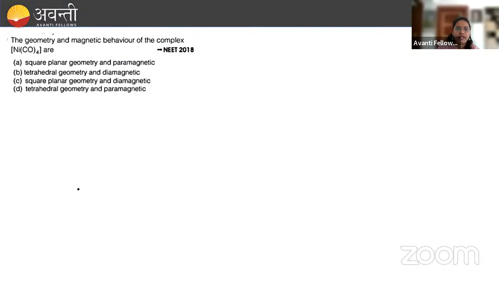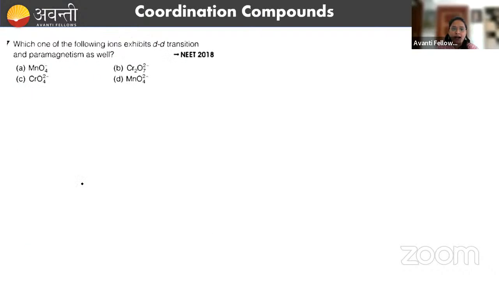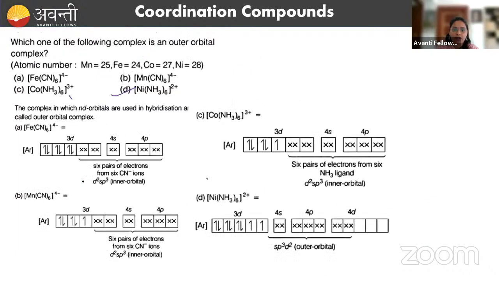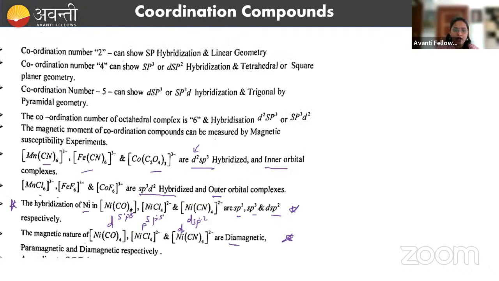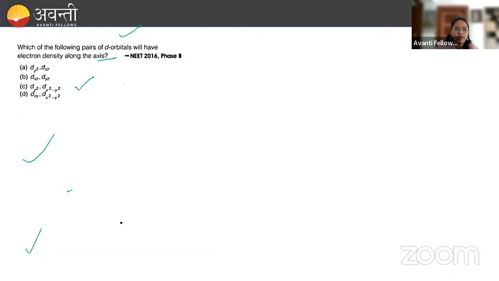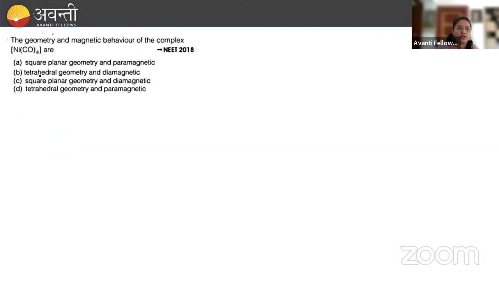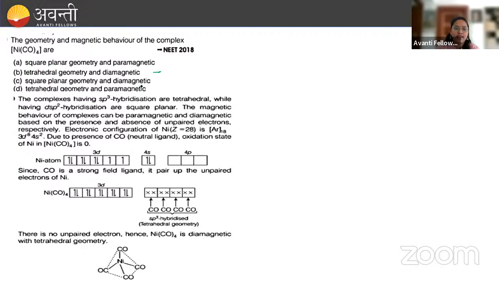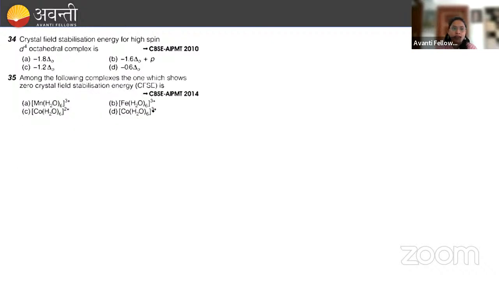Next, the geometry and magnetic behavior of the complex Ni(CO)4. What is the geometry? I have told you. क्वेश्चन आएगा Ni(CO)4. Ni(CO)4 कहाँ पे था मेरा मोलिक्यूल? इसकी ज्योमेट्री sp3 और इसका मैग्नेटिज्म क्या है? डायमैग्नेटिक, राइट? So it is what? sp3 and diamagnetic. sp3 means what? Tetrahedral geometry and it is diamagnetic. It is tetrahedral as well as diamagnetic. Descriptive explanation is given, you can read this. Okay, very, very important. Next, crystal field stabilization energy for high spin octahedral complexes.